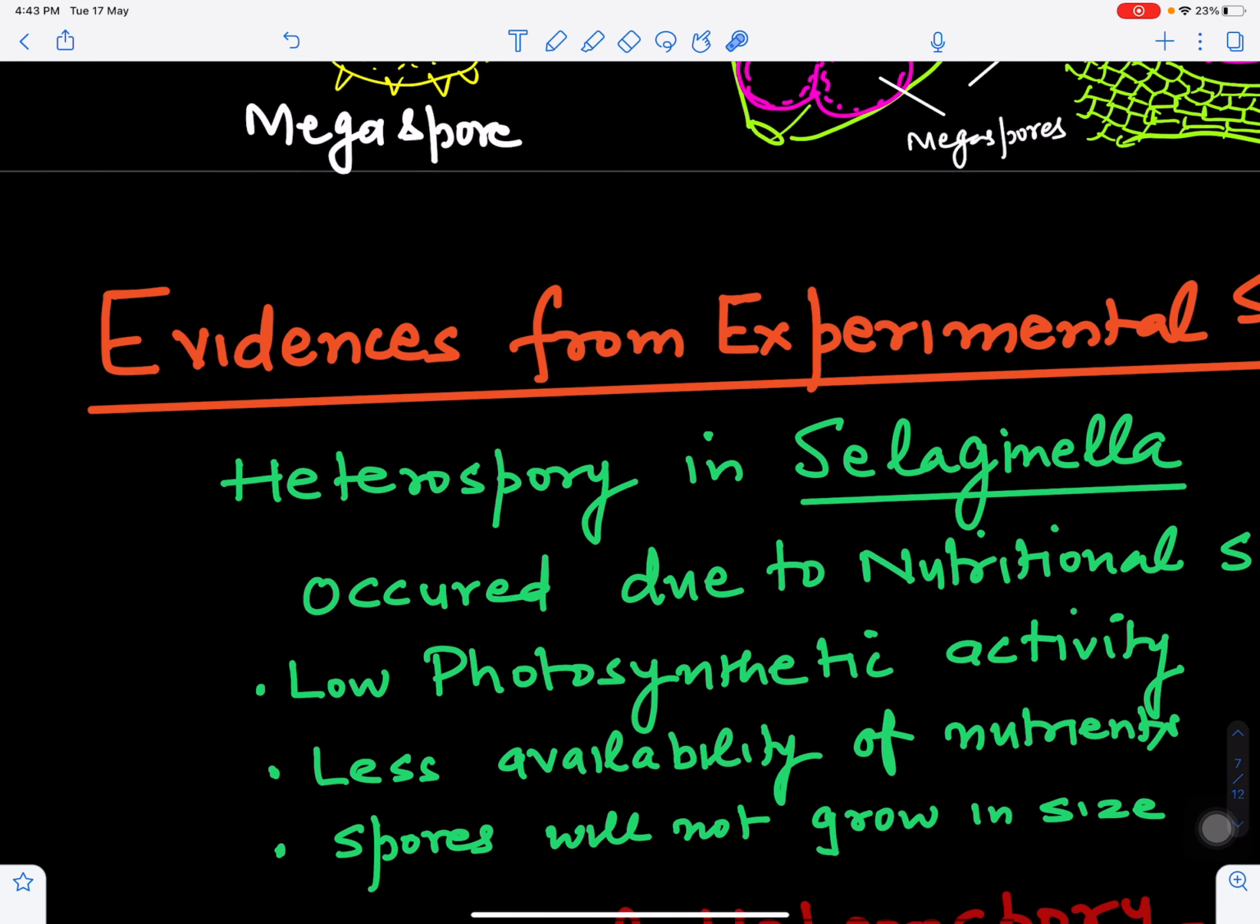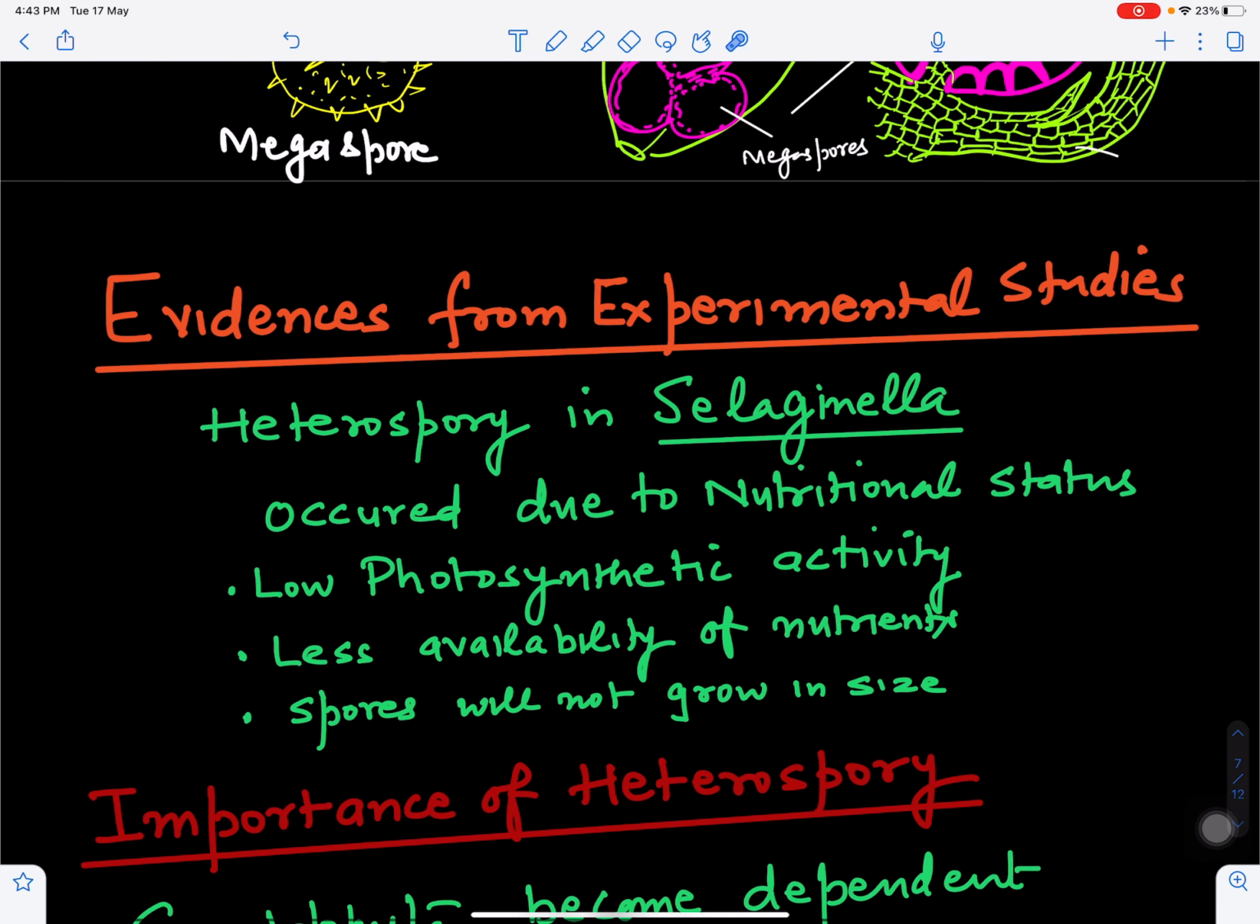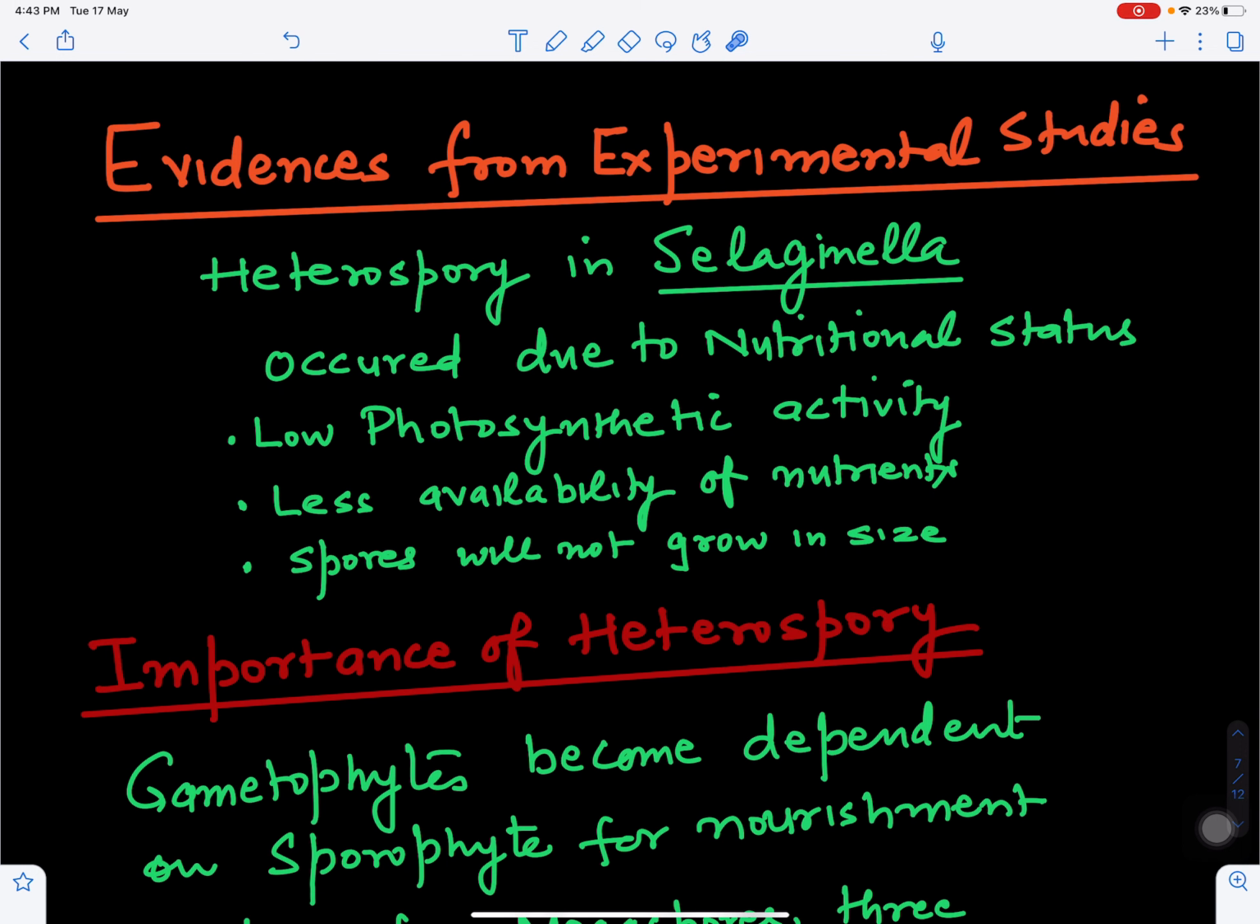Then there are certain evidences from the experimental studies also. Developmental हो गया, paleobotanical हो गया, evidences from the experimental study. So we have discussed heterospory in Selaginella. I mean, 2 kinds of spores are being produced, microspores and megaspores.